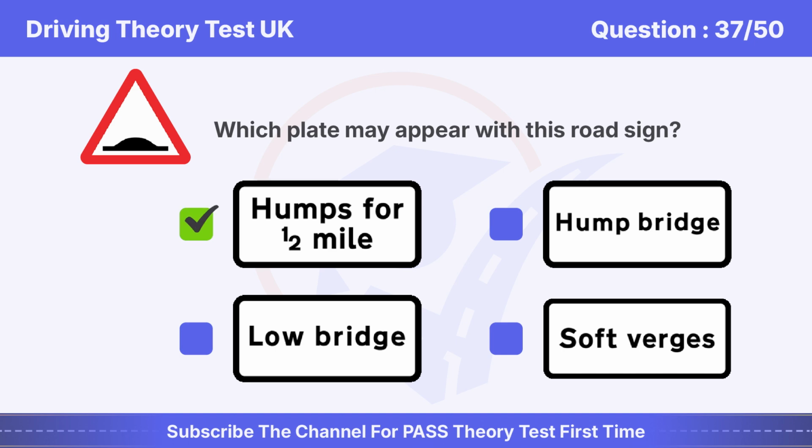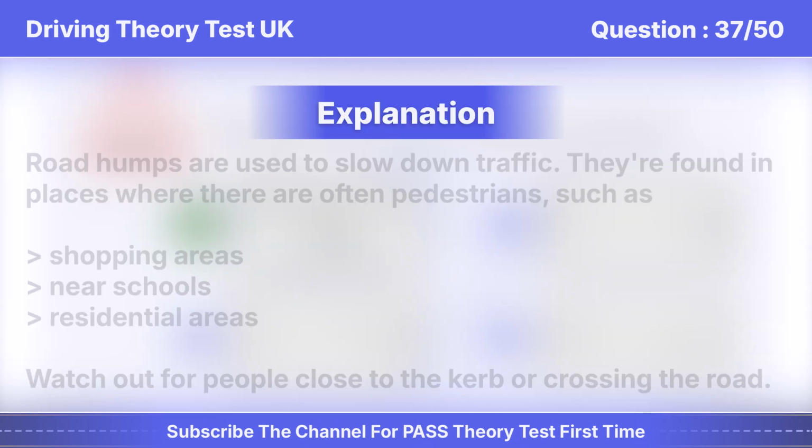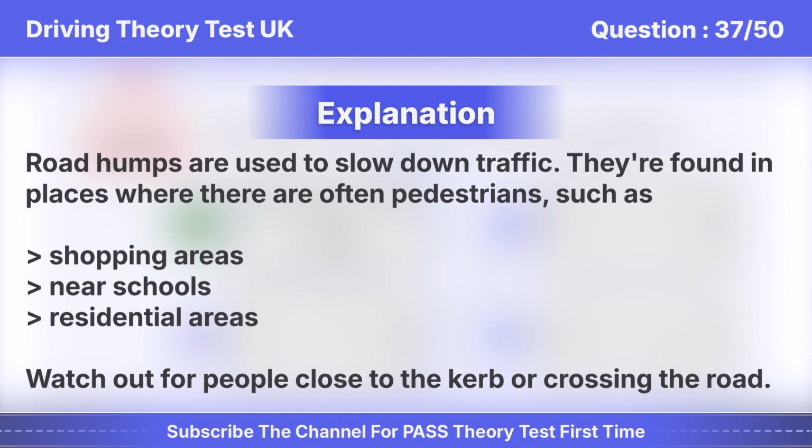Answer is A. Road humps are used to slow down traffic. They're found in places where there are often pedestrians, such as shopping areas, near schools, residential areas. Watch out for people close to the curb or crossing the road.